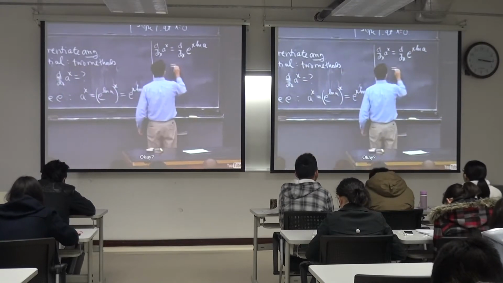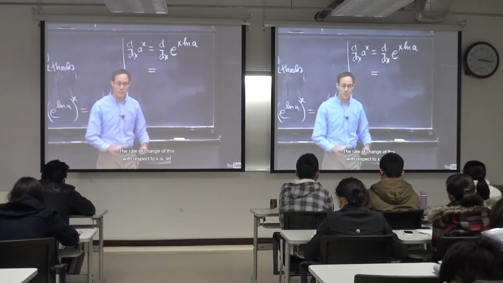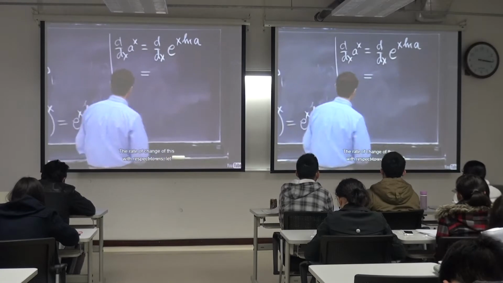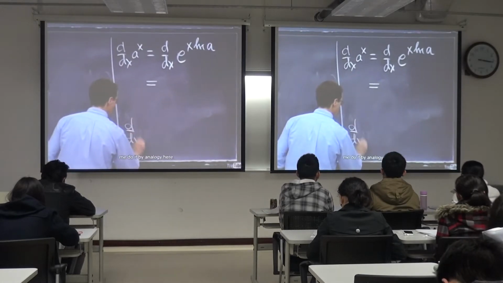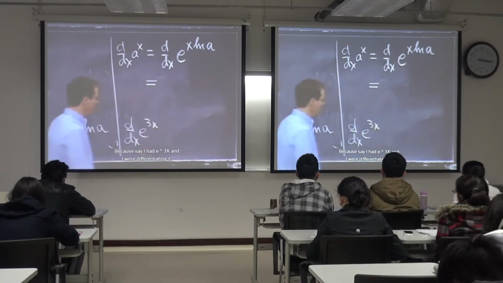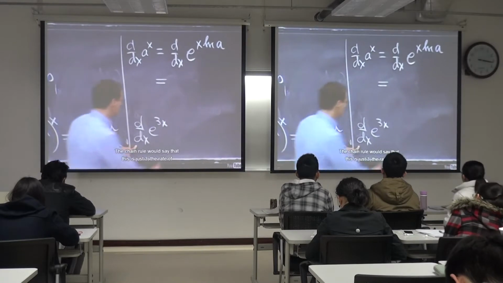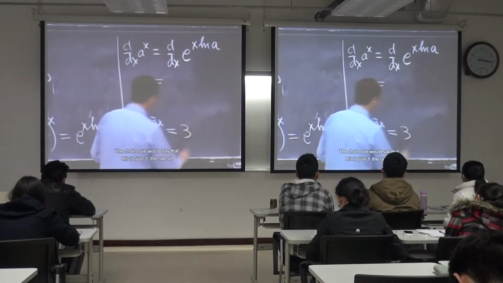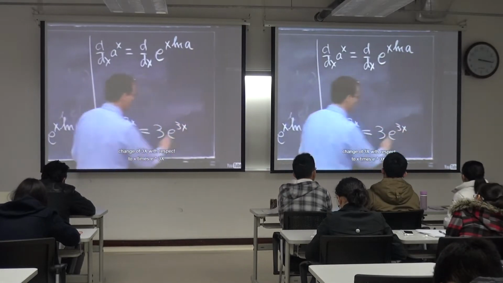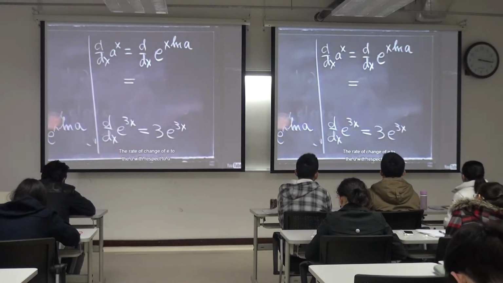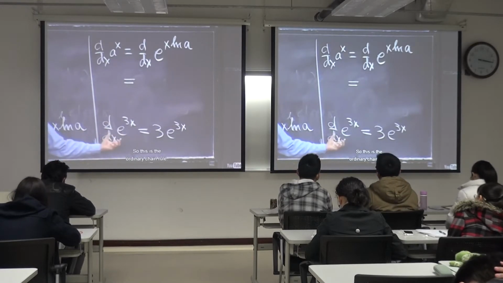Okay? The rate of change of this with respect to x is, let me do it by analogy. Say I had e to the 3x, and I were differentiating. The chain rule would say that this is just 3, the rate of change of 3x with respect to x, times e to the 3x, the rate of change of e to the u with respect to u. All right? So this is the ordinary chain rule.